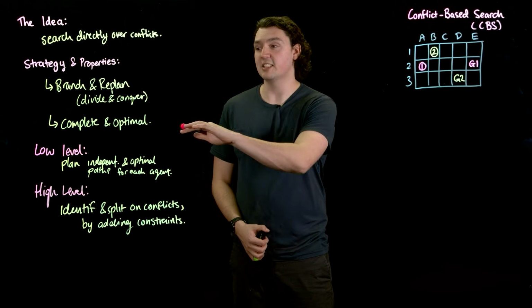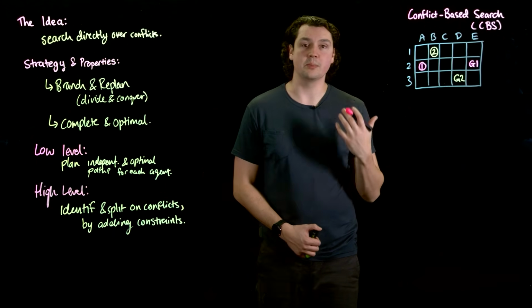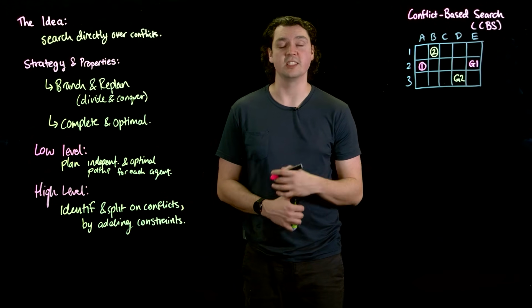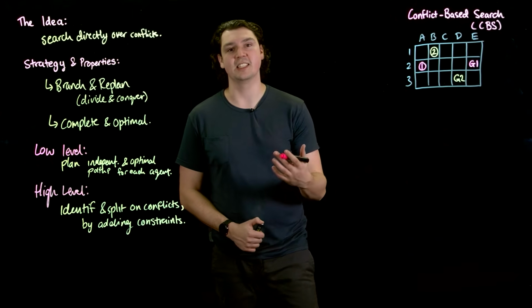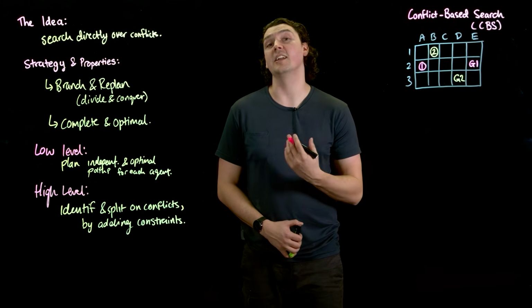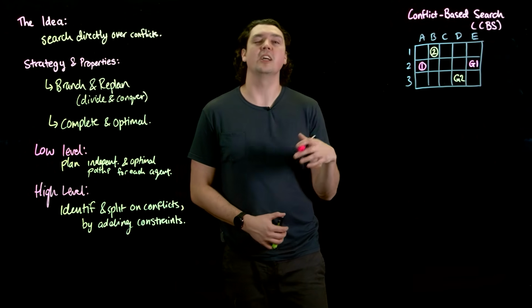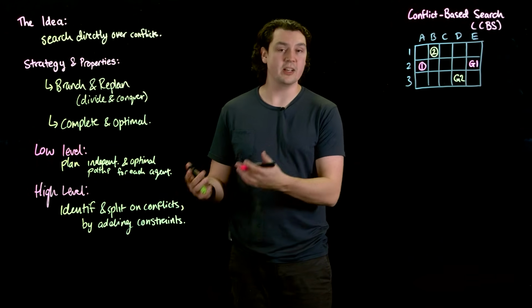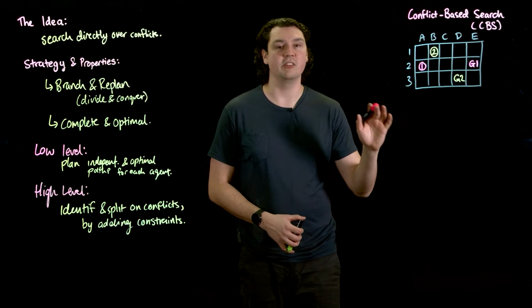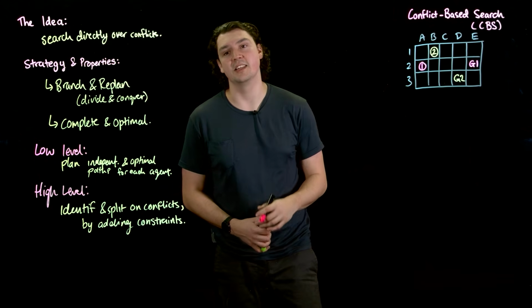Essentially, what's really exciting, first, is that this is a complete and optimal algorithm, which is exceptionally exciting. We've seen that things like prioritized planning are not able to offer these guarantees. And CBS is still going to scale relatively well, better than centralized A*, but still have limitations. I'll draw that up at the end.